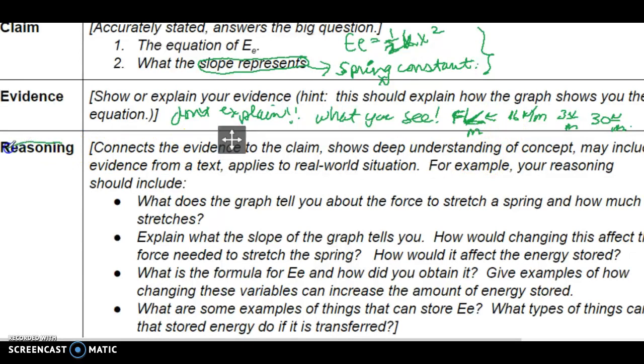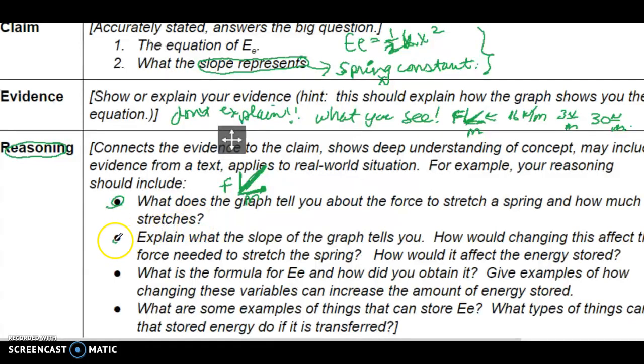Reasoning, right? This is going to be the real good part, where you're really explaining everything. What does the graph tell you about the force to stretch a spring and how much it stretches? So basically you're trying to explain, if I want to stretch the spring further, what does that mean about the force required? The more I stretch the spring, what happens to the force? This is just restating what the graph is telling you.